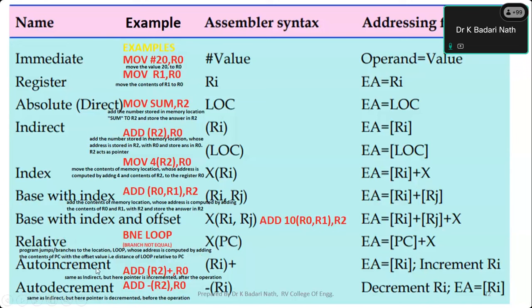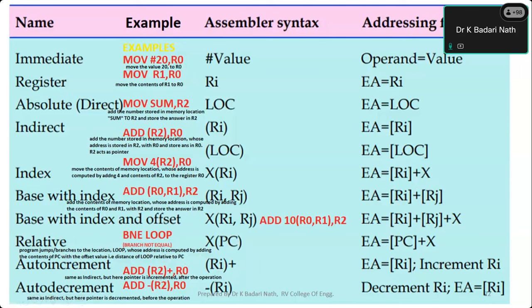Next one, auto increment. We have seen that when we wrote a program to add a set of numbers, after adding every number, I was adding 4 to the pointer, so that the pointer would go to the next word. So to reduce that one extra instruction, most of the processors introduce what is called auto increment. What is the meaning of that? Here the R2 contents will be used to fetch the memory data. After that, automatically the same instruction will increment R2 by 4. So this type of instruction is called auto increment. In the same way, I can decrement the register also, or increment also.